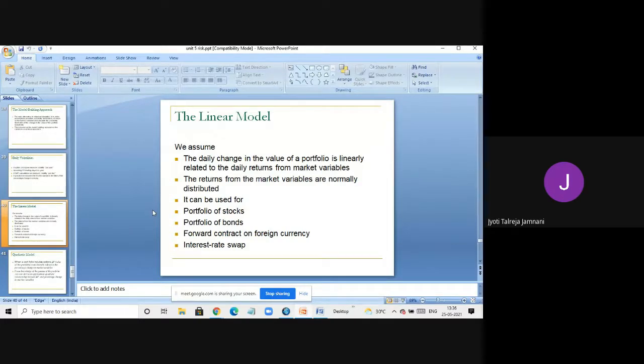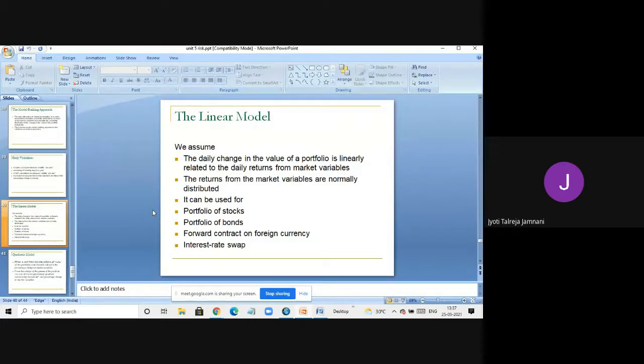So the linear model. Now these may come for just three marks or so, so I have put very little information. The daily change in the value of a portfolio is linearly related to daily returns from market variables. So if you have a portfolio of shares or bonds or currency or interest rate, the value of your portfolio changes if there is change in the market variables. Like suppose you have a portfolio of shares, if the share prices in the market change, your portfolio value changes. If you have a portfolio of bonds, if the bond prices in the market change, your portfolio changes. So we are trying to say that your portfolio is linearly related to the market variables.